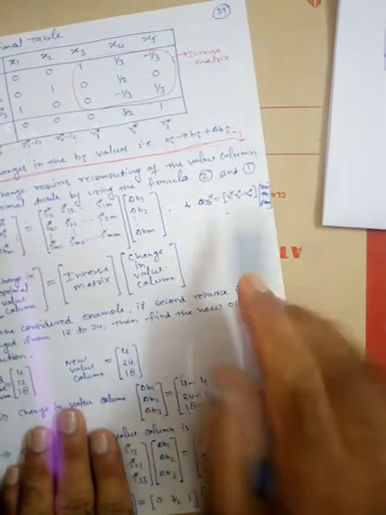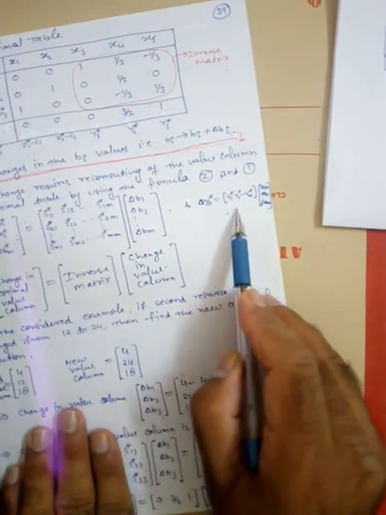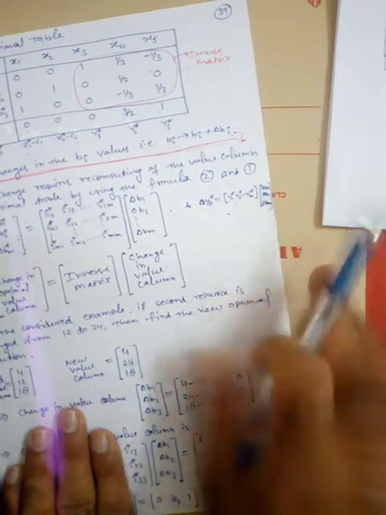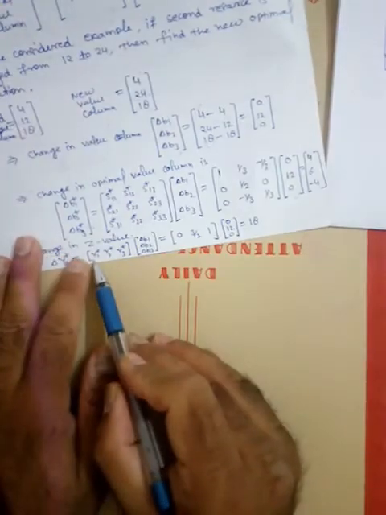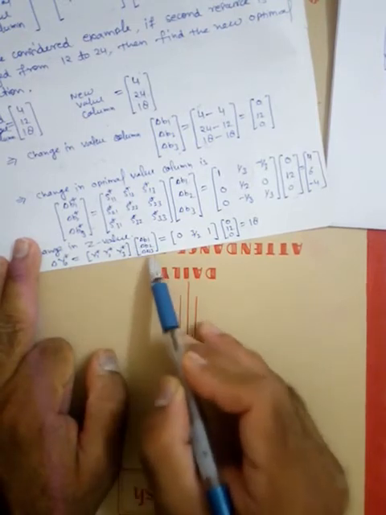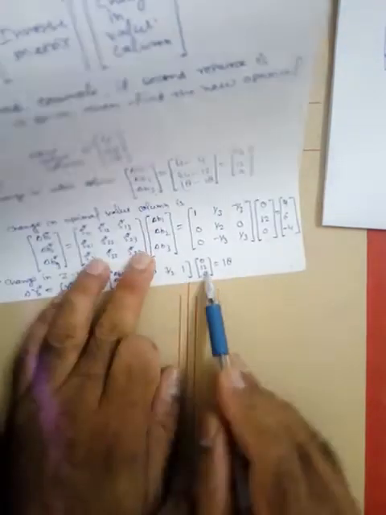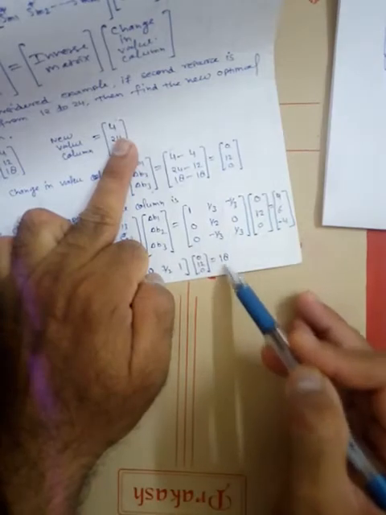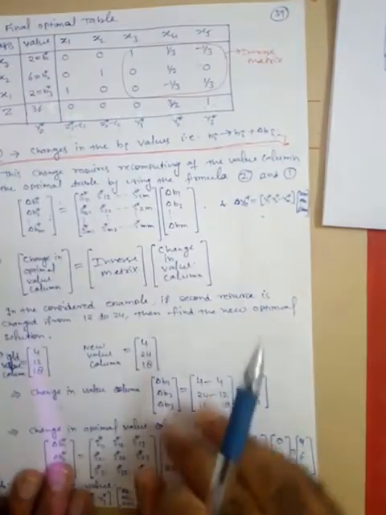Similarly, we apply the formula: delta Y0 star is Y1 star, Y2 star, Y3 star multiplied by the change in the value column. That is 0, 3 by 2 and 1 multiplied by 0, 12 and 0, so we get 18. Now we have to insert this in the current optimal table.